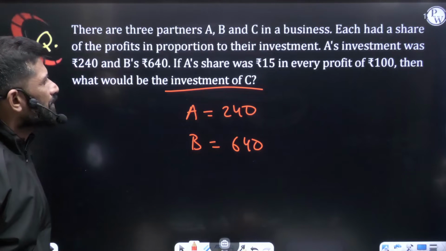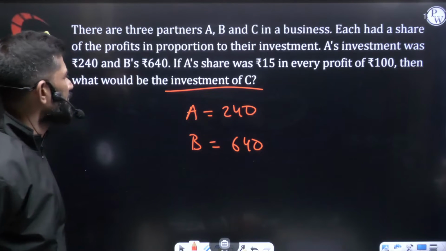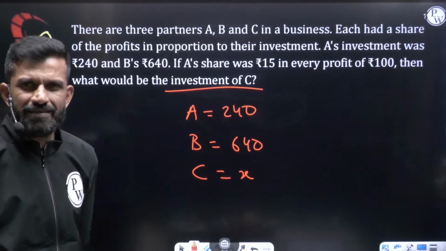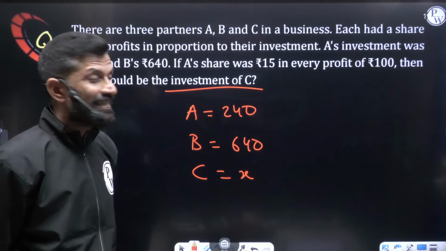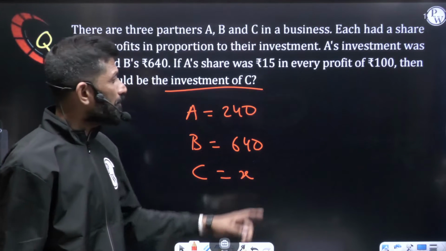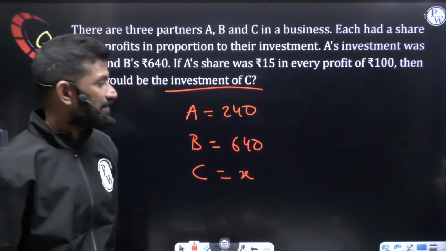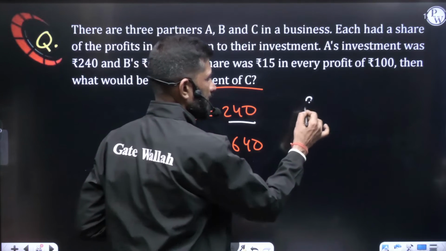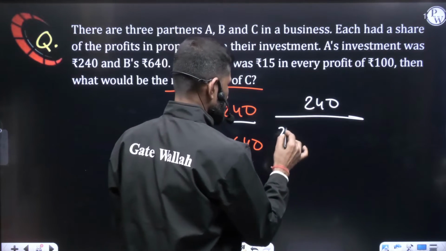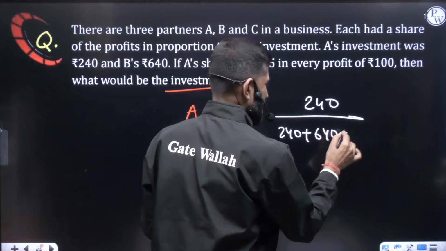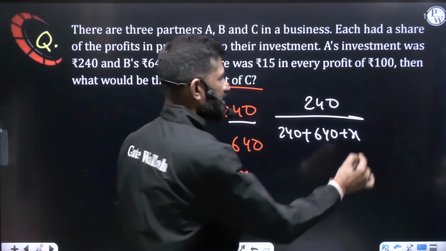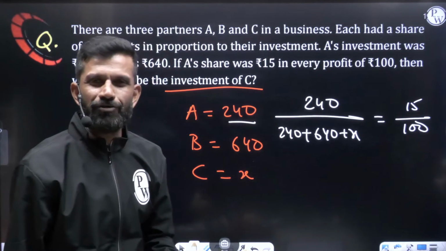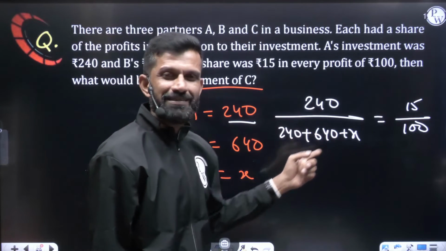If A's share was rupees 15 in every profit of 100, then what would be the investment of C? So C's investment was X rupees. This is what we have to find. Now they are clearly mentioning how much A will get out of a total profit of 100. A will get 15 rupees. Actually A should get 240 part out of the total, that is 240 plus 640 plus X. This fraction A should get is 15 out of 100 rupees. Solving this equation you will get the X value, X being the investment of C.